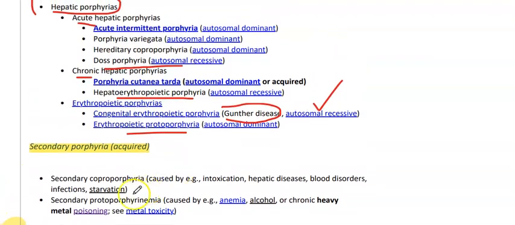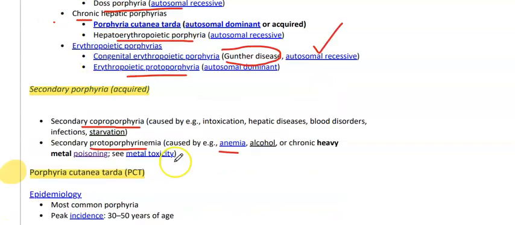In secondary, we have secondary coproporphyria and secondary protoporphyrinemia. Secondary coproporphyria is caused by intoxications, hepatic disease, blood disorders, infection, and starvation, and secondary protoporphyrinemia is caused by anemia, alcohol, and chronic heavy metal poisoning like lead poisoning. Now we should discuss porphyria cutanea tarda, which is the most common porphyria. Peak incidence is 30 to 50 years of age.